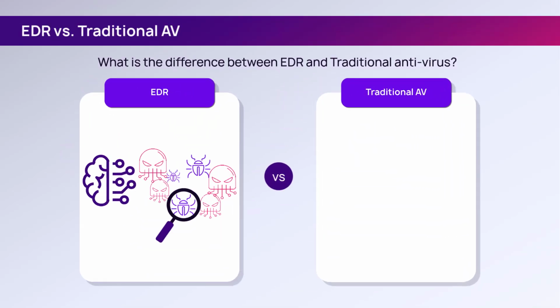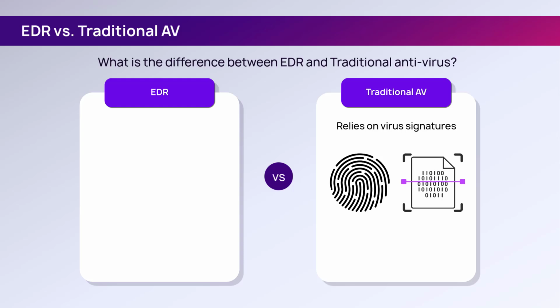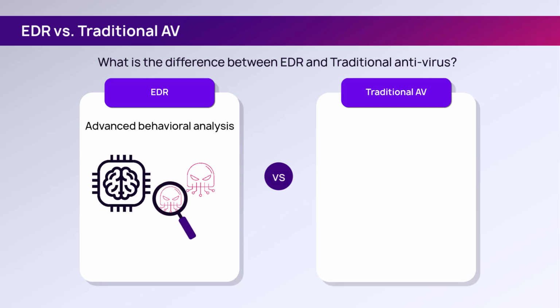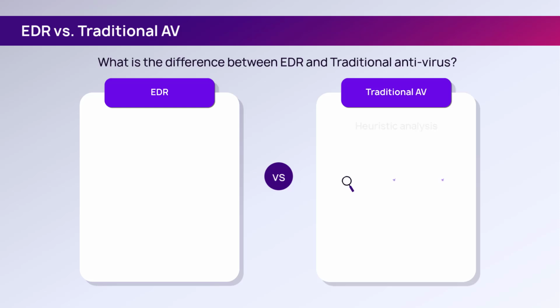Unlike EDR, traditional antivirus relies on virus signatures to detect known malware. Virus signatures tend to change quickly, making it nearly impossible to update a database fast enough to detect new malware versions. EDR also uses behavioral AI to detect both known and novel malware behavior on an endpoint. Traditional antivirus uses heuristic analysis, which detects malware on the endpoint based on its known identified behavior.